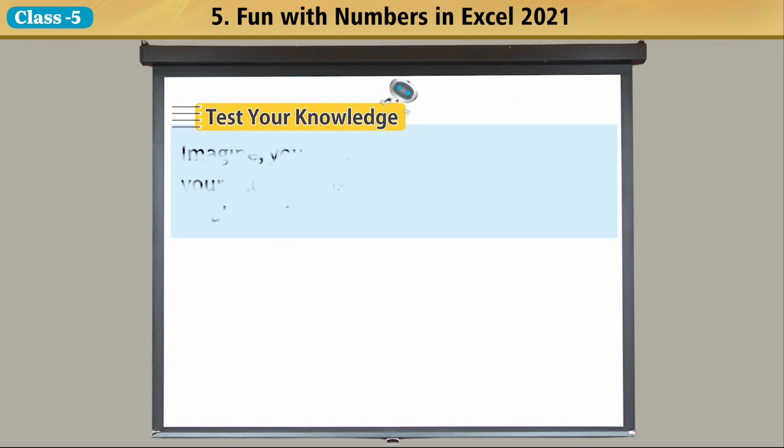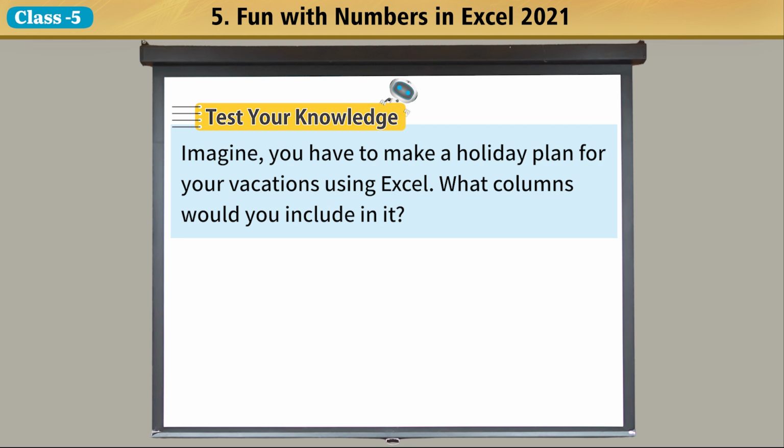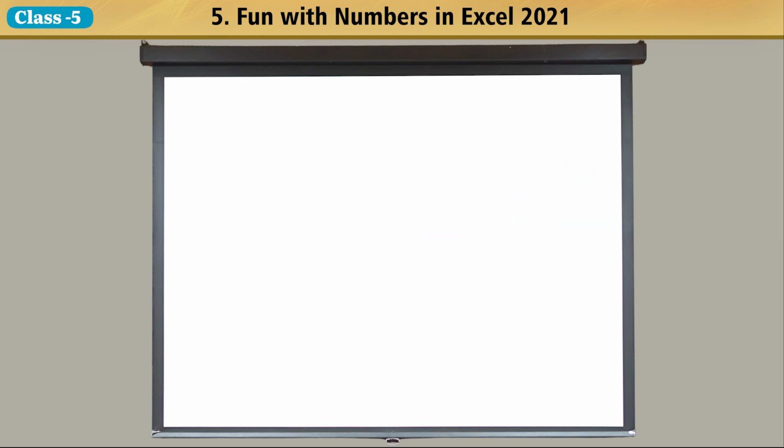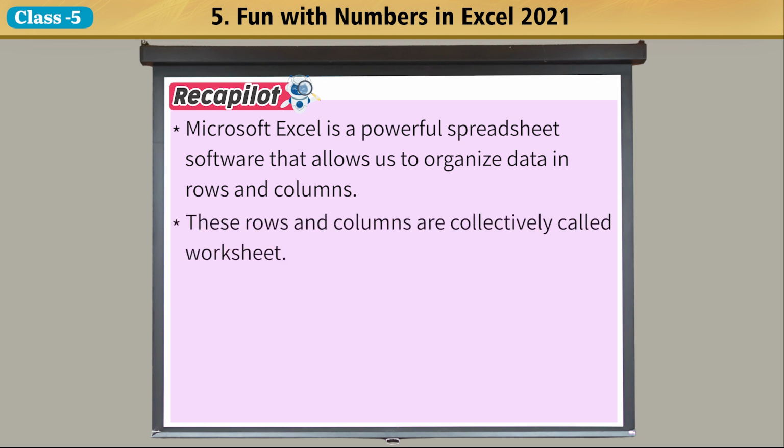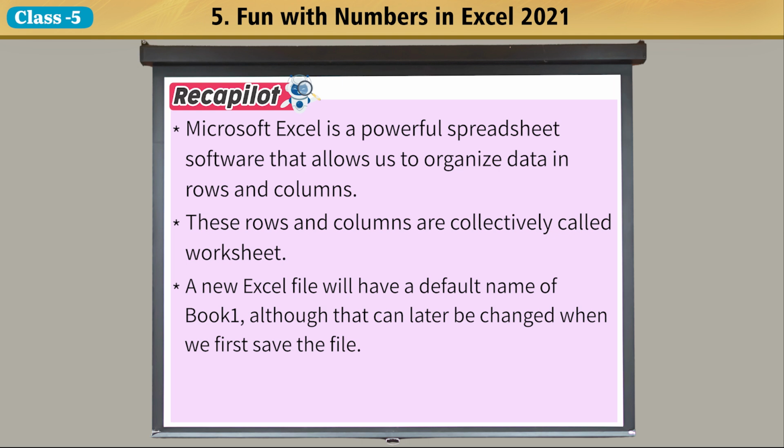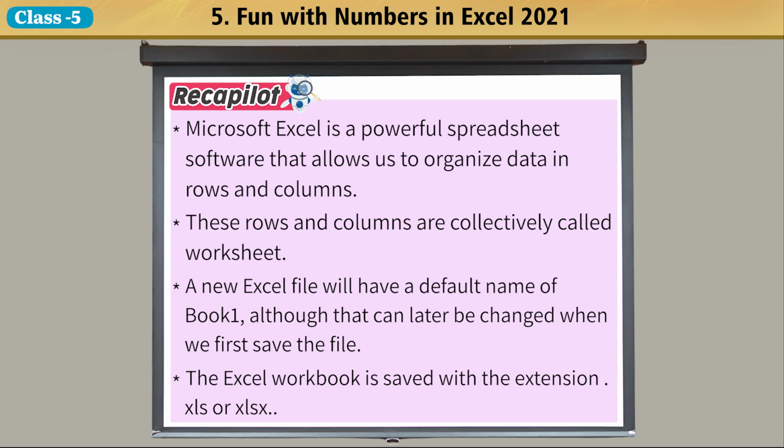Test your knowledge. Imagine you have to make a holiday plan for your vacations using Excel. What columns would you include in it? Recap. Microsoft Excel is a powerful spreadsheet software that allows us to organize data in rows and columns. These rows and columns are collectively called a worksheet. A new Excel file will have a default name of Book 1, although that can later be changed when we first save the file. The Excel workbook is saved with the extension .xls or .xlsx.